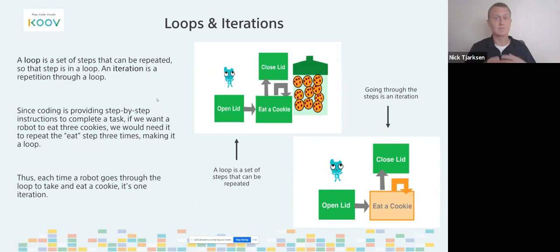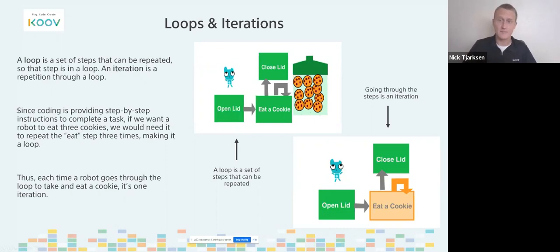Since coding is providing step-by-step instructions to complete a task, if you want a robot to repeat a step, you would need to build a loop into it. So building that step that can be repeated in that code is building a loop. And as that code passes through that loop once, that's one iteration.